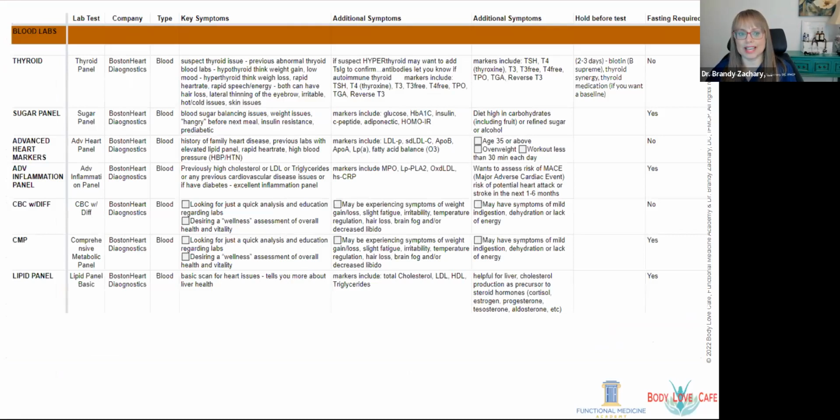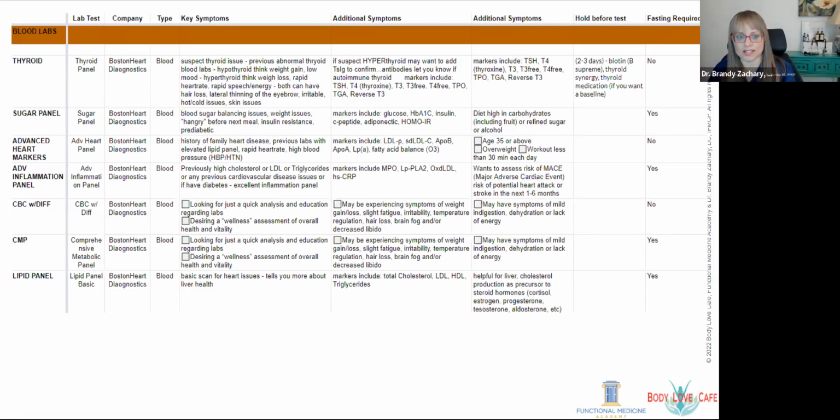Here's a few blood tests. Now, we use LabCorp all the time, but we also use Boston Heart for some of the advanced heart markers and inflammation markers, which I'm teaching in extreme detail this Saturday, because the class this Saturday is all about cardiometabolic health for functional medicine practitioners. One of the reasons we use Boston Heart is because they let you create your own little lab panel and give it the name you want.